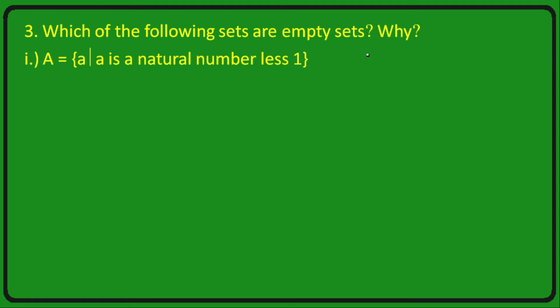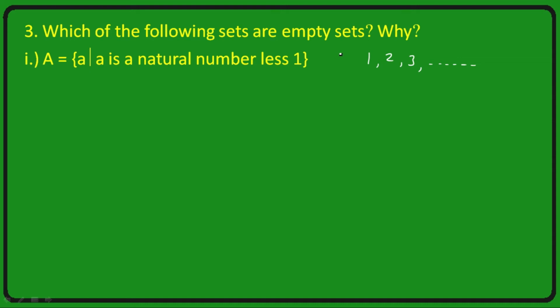We know the natural numbers 1, 2, 3 and so on. Frequently we need the set of the natural numbers. The smallest natural number, the least natural number, is 1. 2, 3, 4 are natural numbers, but they are greater than 1. 0 is smaller than 1, but 0 is not a natural number. Hence in this set A there are no elements.